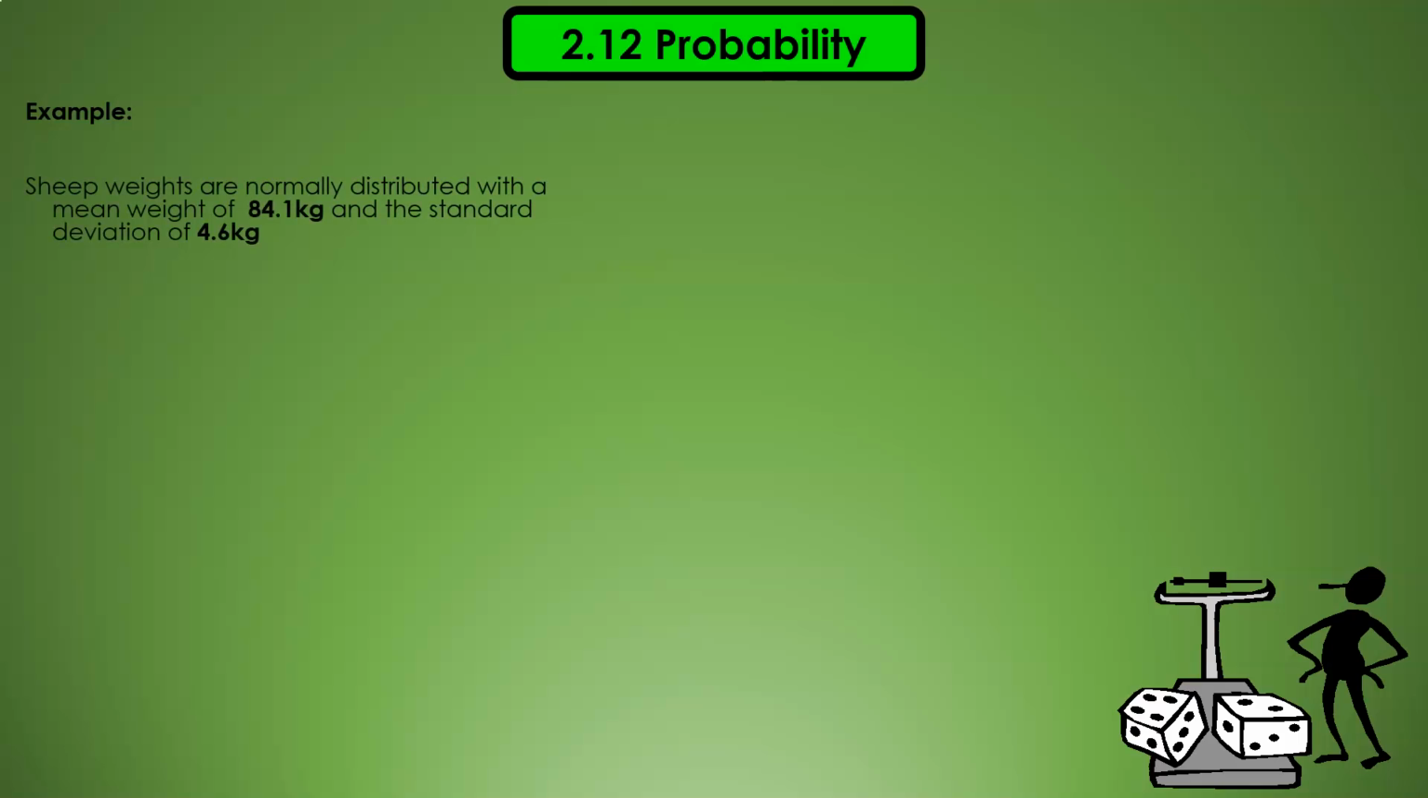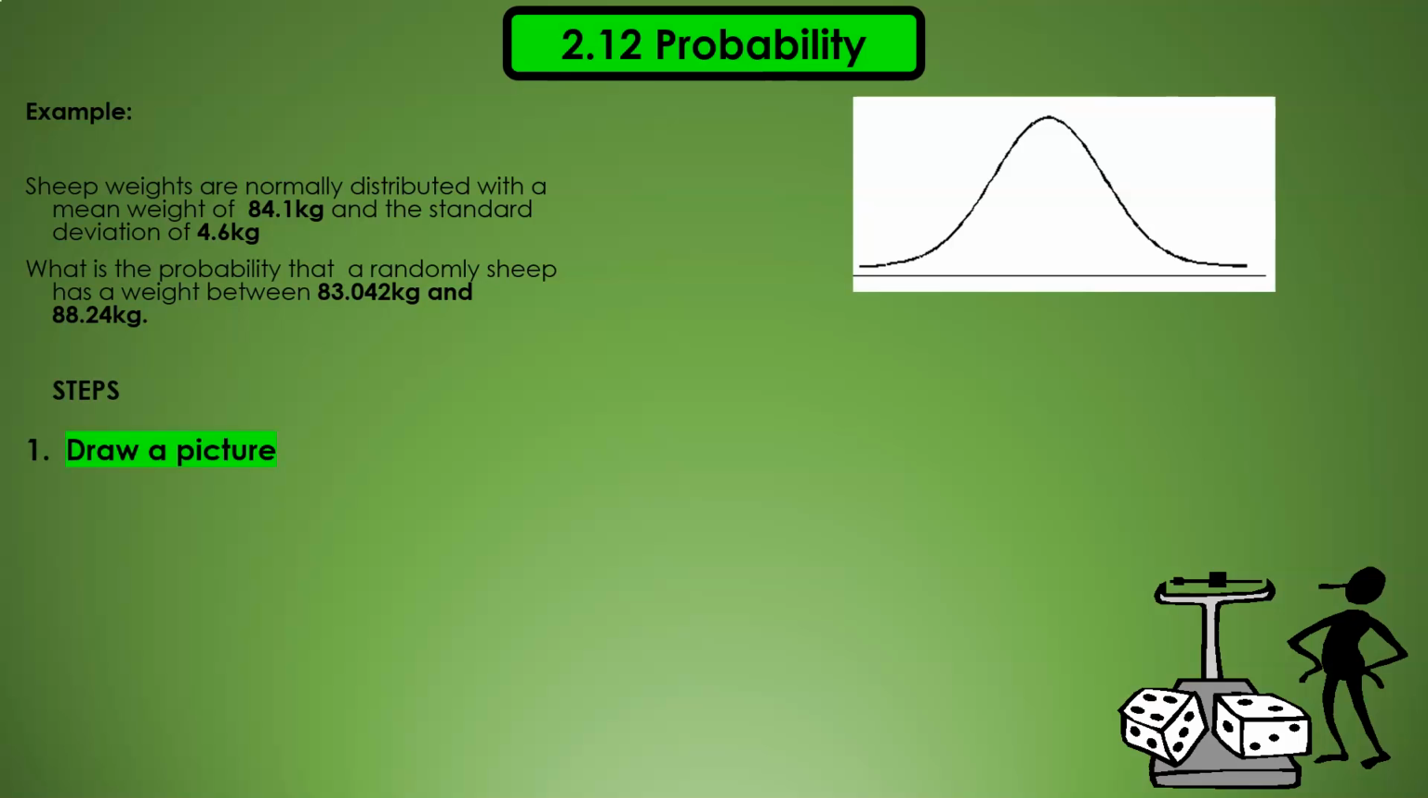So again, we've got our sheep weights normally distributed with a mean weight of 84.1 and a standard deviation of 4.6. What is the probability that a randomly selected sheep has a weight between 83.042 and 88.24 kilos? So steps, as always, draw the picture. So put in the mean, which we know by now is 84.1. And we know the standard deviation is 4.6.